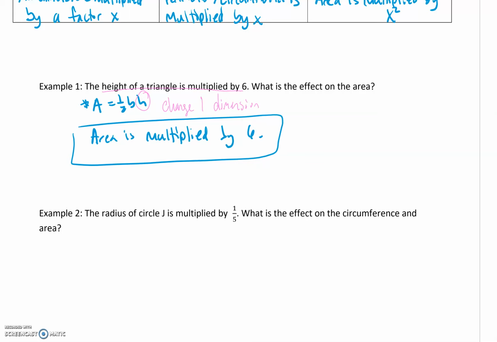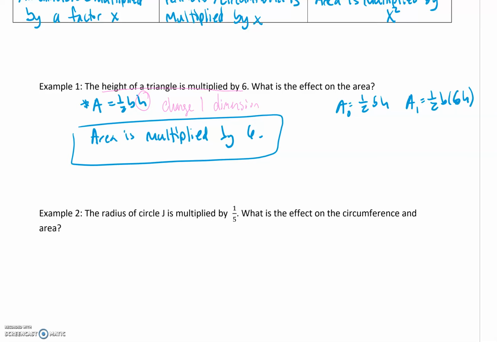We know that area starts off, I'll put A1 as the initial area, or A0, I'll do that. A0 is what we start with. So that's 1/2 base times height. And then our new area, so I'll call this A1, is 1/2 base times 6h. Can't tell that's a 6.